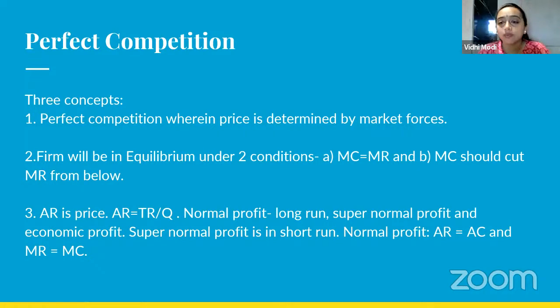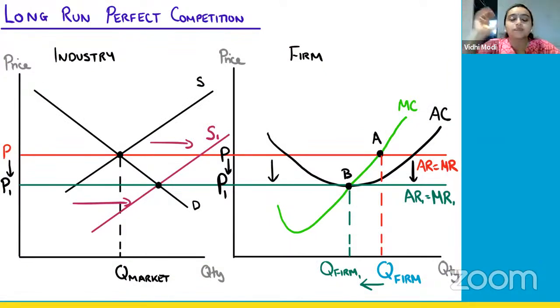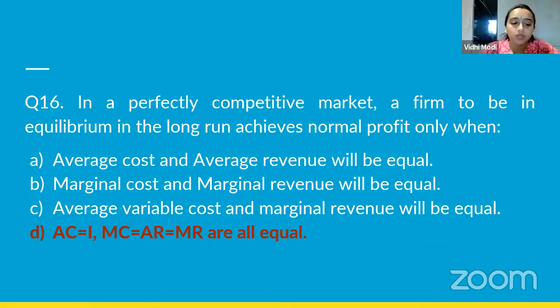Now, AR means price. Why am I saying average revenue is equal to price? Average revenue is equal to total revenue divided by quantity. How do you get total revenue? Price into quantity. Price into quantity divided by quantity, you get AR equal to price, right? Now normal profit is generally what we get in the long run. Super normal profit and economic profit are generally in the short term, because normal profit is when AR equals AC, and marginal revenue equals marginal cost. When you see this diagram, you will understand. I'm giving it a pause for a second so that you see that MC is cutting AC from below, and all the conditions said are fulfilled. So here the answer would be D: MC equals AR equals MR, all equal, under normal profit.